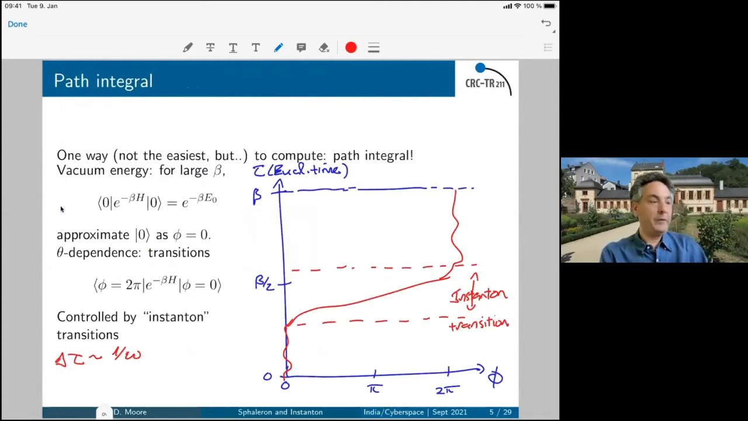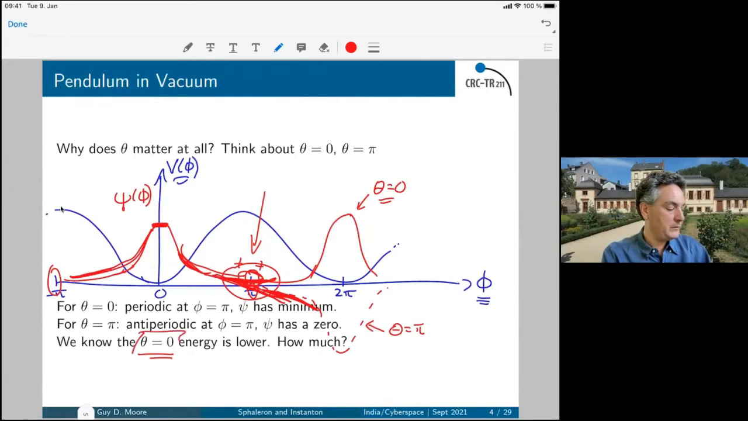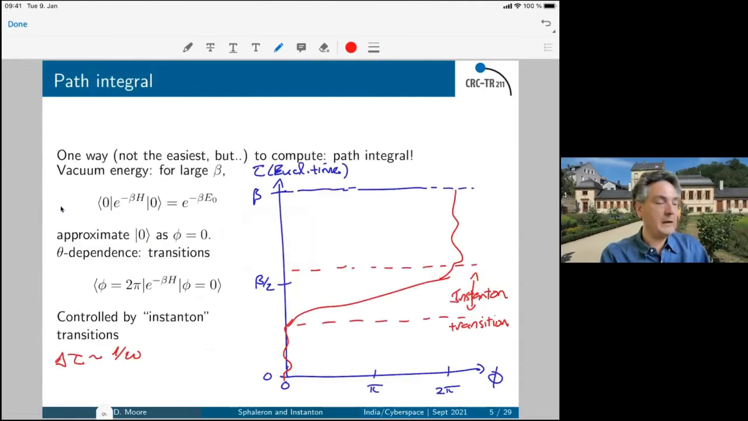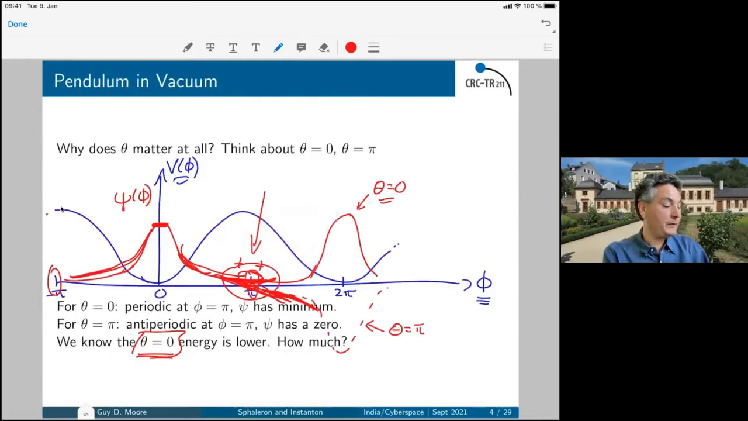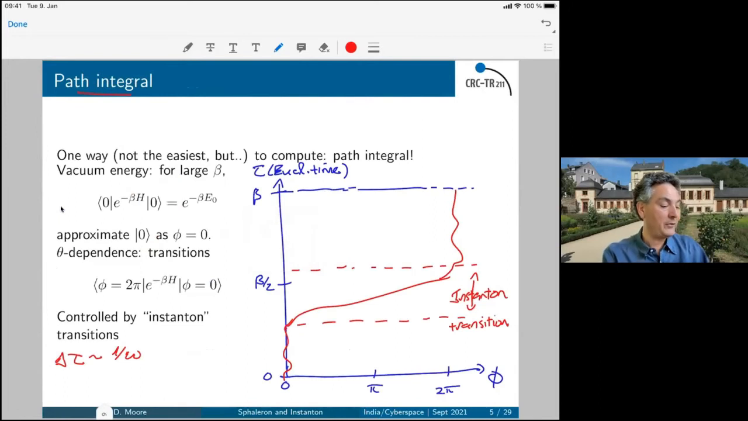Okay, so the easiest way of finding the energy dependence of this theta is to do exactly that. You solve the Schrodinger equation in this potential with this boundary condition. It's easiest, but maybe not necessarily the most insightful. We learn something also by considering the path integral formalism, because it picks out in a nice way how often a path jumps through pi.